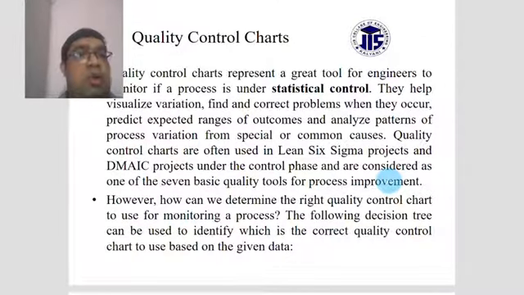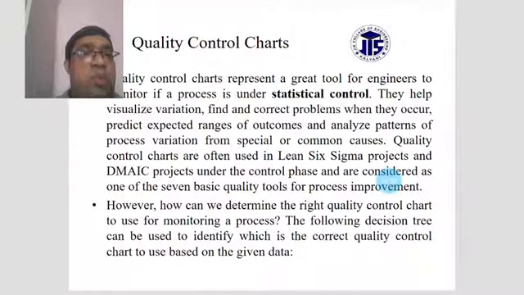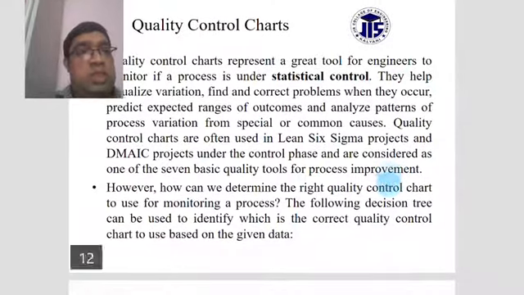Another thing, quality control charts are often used in Lean Six Sigma projects and DMAIC projects under the control phase, and are considered one of the 7 basic quality tools for process improvement.